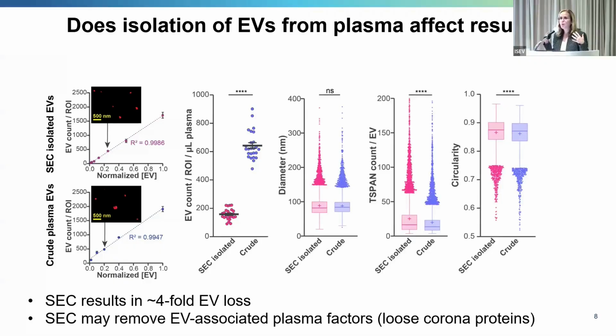But this is something that I'm actually really excited to think about. And that is, what kind of properties are those EVs having? Are they identical if you look at something that comes from SEC or from plasma? And sizes are not much different, but what's really different is the number of detected tetraspanins. So it's really likely, as we are hearing about corona and beautiful work that Edith has, that SEC can remove those loosely associated corona proteins, and now you have more spaces for antibodies to bind.